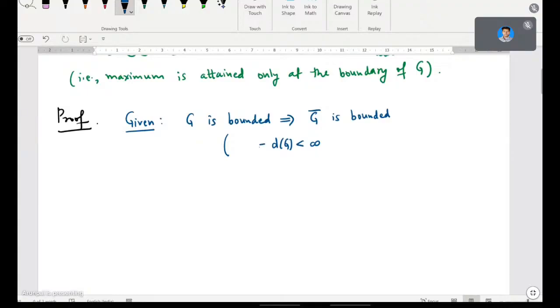And class, if you remember, you have done this result at the undergraduate level that the diameter of the closure of a set is the same as the diameter of the set. So it means the diameter of G bar is also finite. That's why I have said that G bar is bounded. Please take a note. At the same time, you must have done the example that the diameter of a set is not the same as the diameter of its interior. Please be careful.